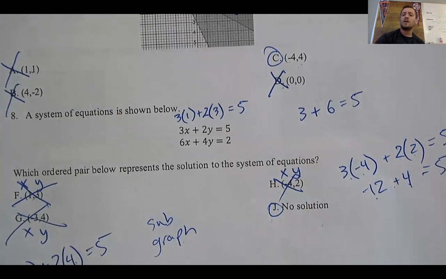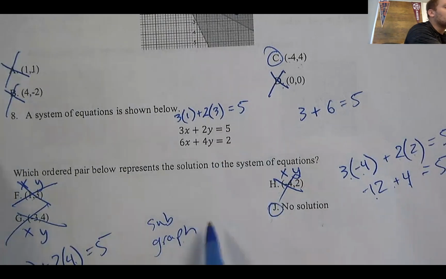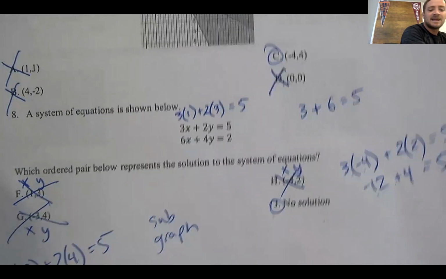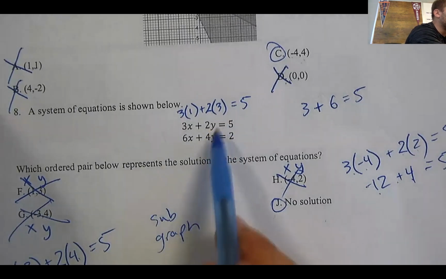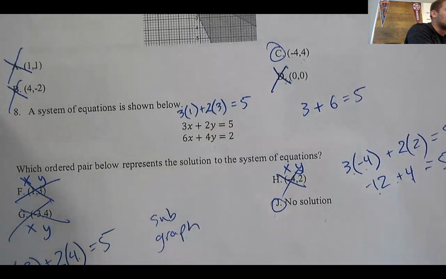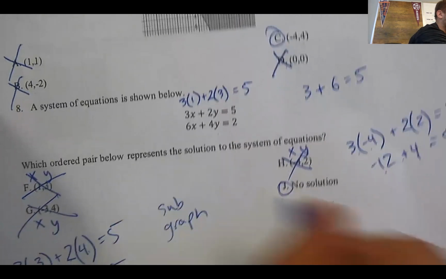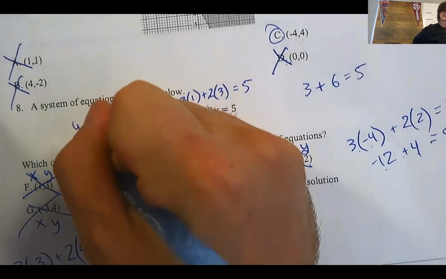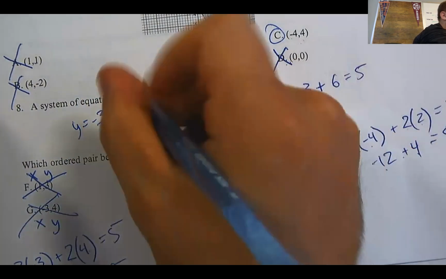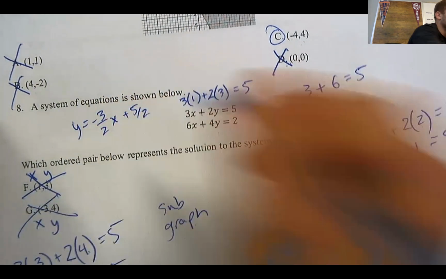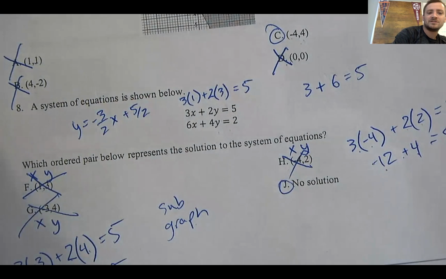Now, guys, what if we wanted to do this with graphing? I want to show you something here. If we wanted to solve this by graphing, instead of just guess and check like I did right there, we would have to get both of these equations into y equals mx plus b. I'm going to do that really quick. So y equals -3/2x plus 5/2. There's your first equation, now in slope-intercept form.